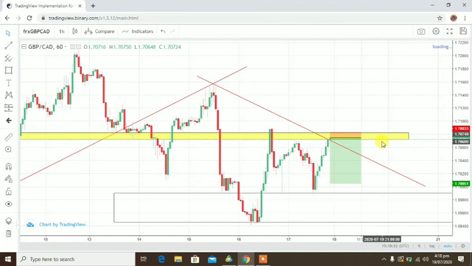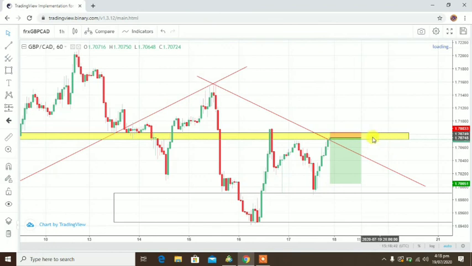Like we said before, this is not financial advice. This is just how we see the market. This is how we see GBP against the Canadian dollar moving, starting from Monday, which is tomorrow. So we hope you guys find this helpful. If you want to trade, please kindly follow the advice.